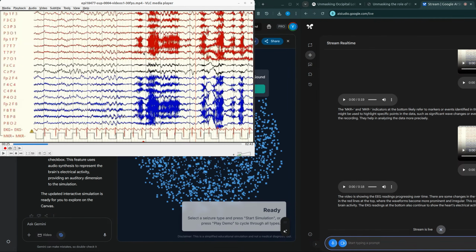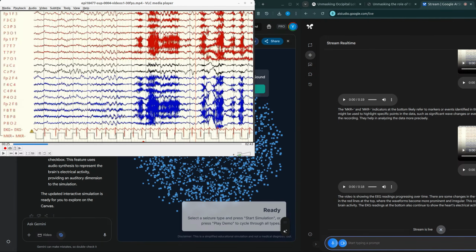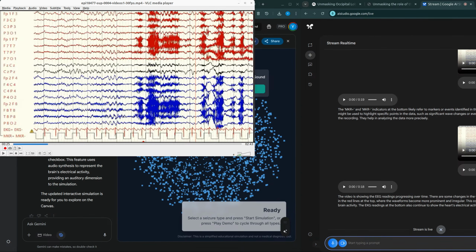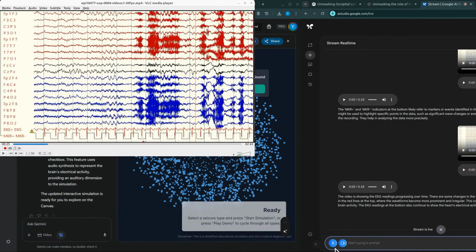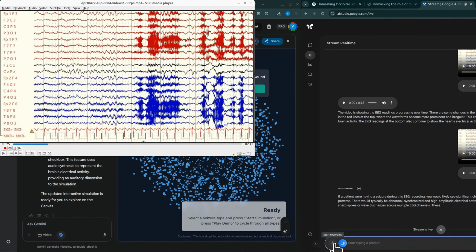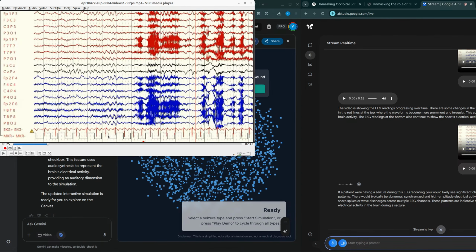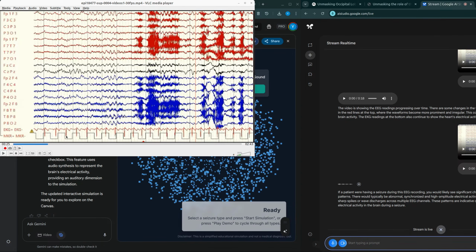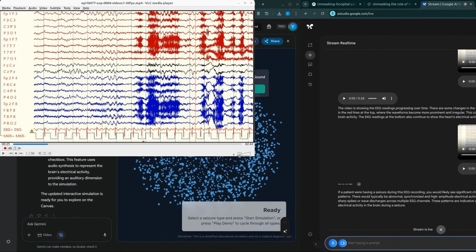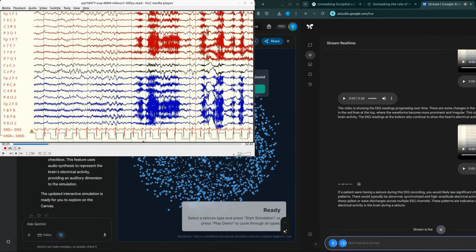Yeah, and can you predict what's happening? If you had a video of the patient having the EEG recording, what would be happening in the video? If a patient were having a seizure during this EEG recording, you would likely see significant changes in the brainwave patterns. There would typically be abnormal, synchronized, and high-amplitude electrical activity, often appearing as sharp spikes or wave discharges across multiple EEG channels. These patterns are indicative of the chaotic and excessive electrical activity in the brain during a seizure.